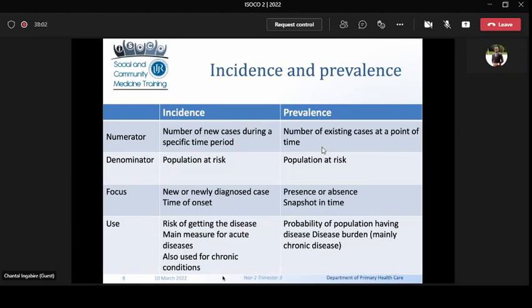And when we talk about prevalence, this is the probability of the population to have the disease. We just want to understand the disease burden. How big is the disease? We are not only focusing on the new cases, but mainly on the existing cases. They might be existing cases, but also adding some new cases. Do we understand the difference between the incidence and the prevalence so far? Yes. Great.